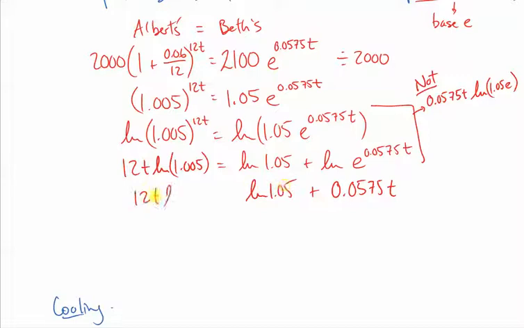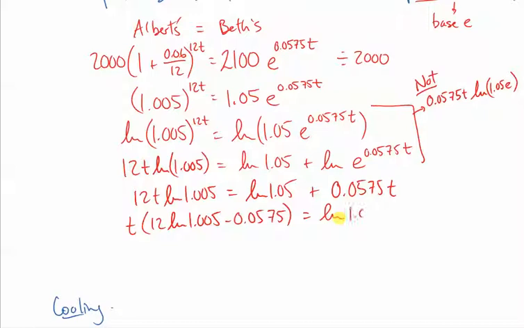All right. Now, I want to solve for time, and time is on the right and on the left. So I'm going to bring it all on the left side and factor it. 12 ln 1.005, subtract 0.0575, and the term without t stays on the right side. Lastly, t equals the right side divided by that bracket on the left side. I know it's a bit ugly, but we'll use our calculator in a moment. And let's see what that equals.